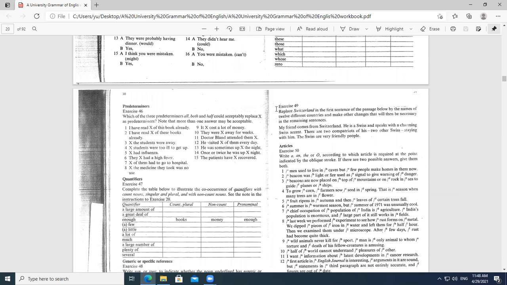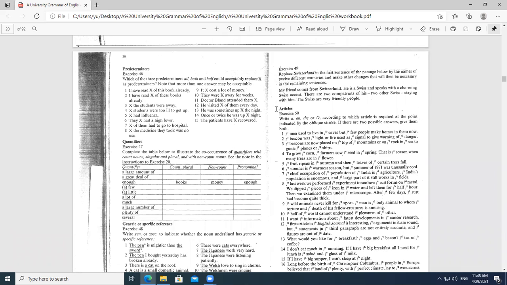Here we start with exercise 46, predeterminers. Which of the three predeterminers, all, both, and half, could acceptably replace X as a predeterminer? Note that more than one answer may be acceptable. Number one.